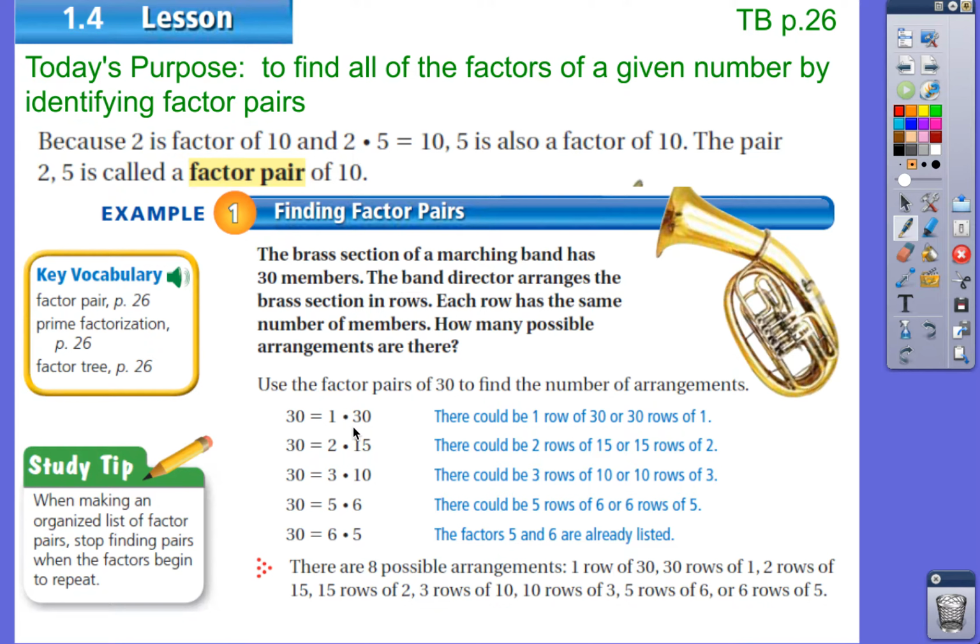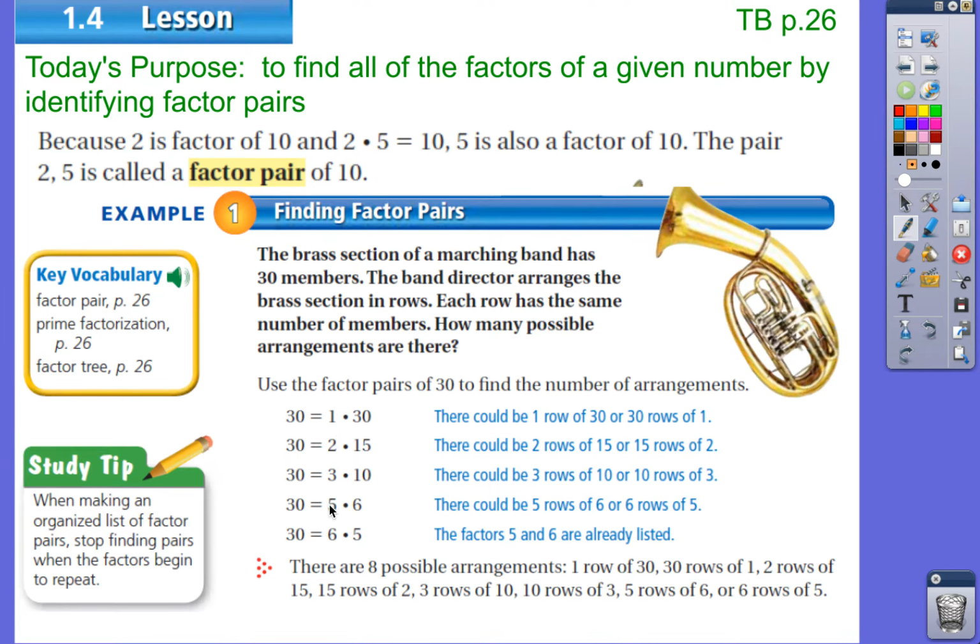So the first problem that we have is 1 times 30. You're always going to start with the number 1 because 1 and the number are always a factor pair. Then notice the next number I'm using here is 2. 2 times 15. I'm going to keep going, so talking about factors, my first column goes up, my second column of numbers is going to get smaller. So my third factor pair that I'm going to use is 3 times 10. 3 times 10 also equals 30.